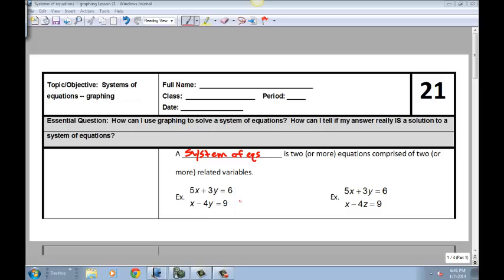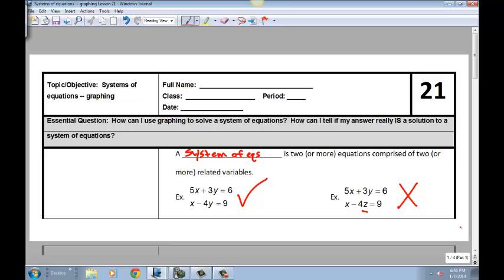This first one over here to the left is a system because you'll notice there's two equations and they both have the same two variables inside. They have the x and the y in both of them. This one over here on the right is not considered a system because even though there's two equations with two variables in each one, the variables aren't related. The x and the y might be different than this x and the z down here. So the one on the left is a good example of what a system looks like.